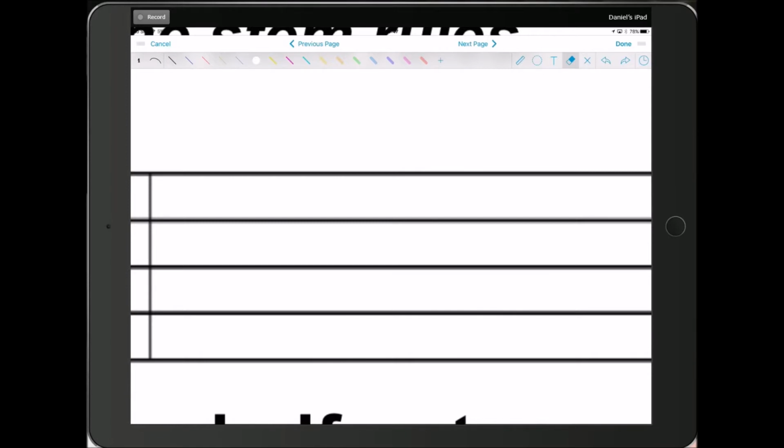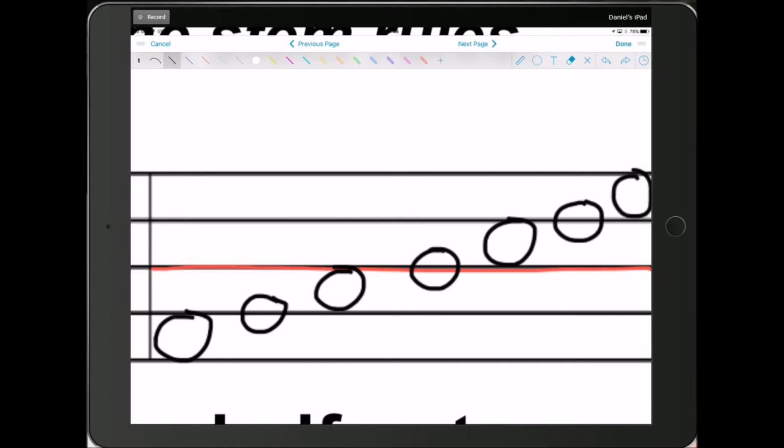Now let's talk about the stem rule. I'm going to take this little red pen right here and I'm going to highlight the third line. You see that? Now I'm going to draw a whole bunch of circles, or a whole bunch of note heads. Here, here, here, here. Alright, so I have a whole bunch of note heads.